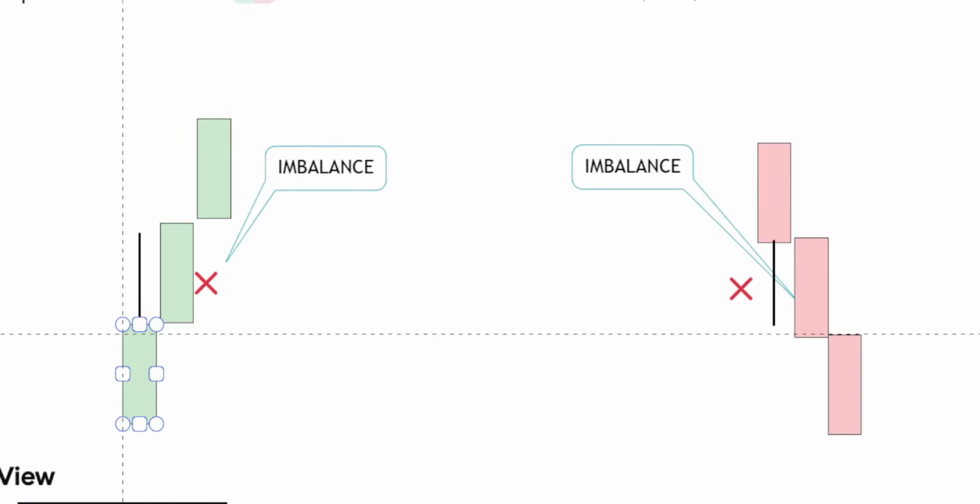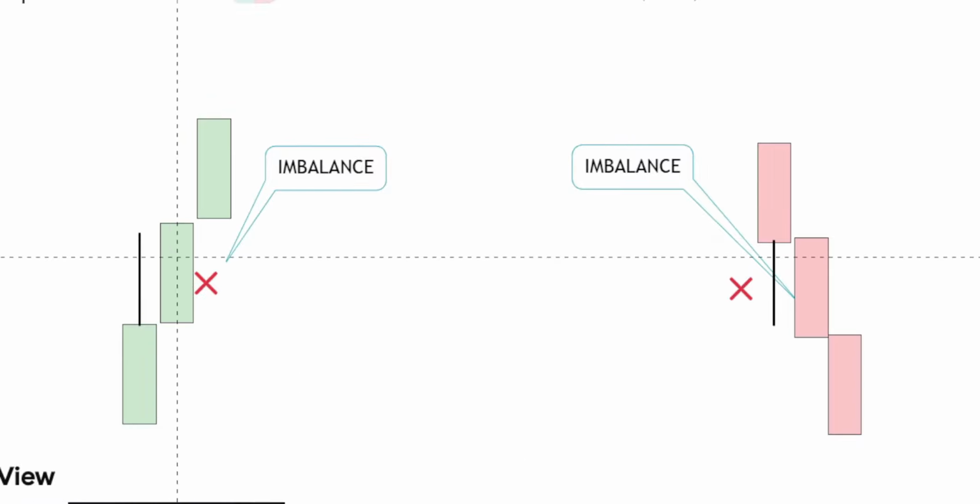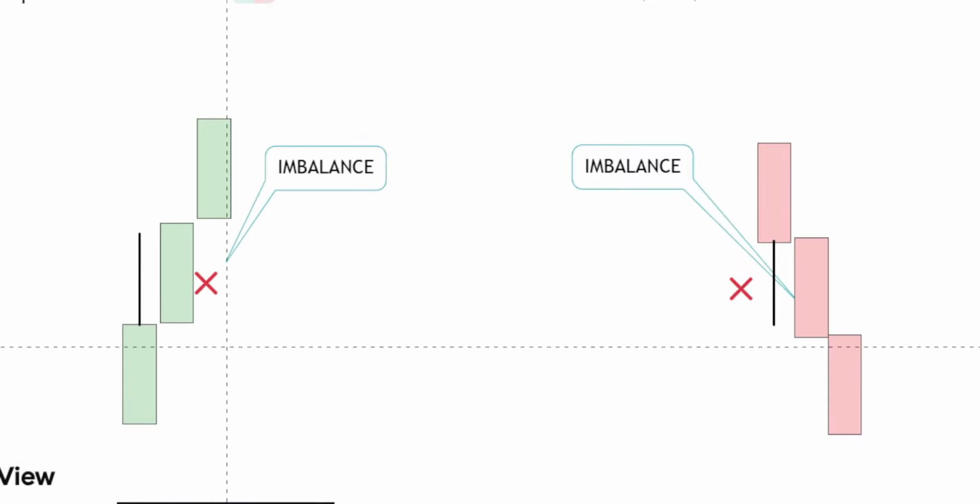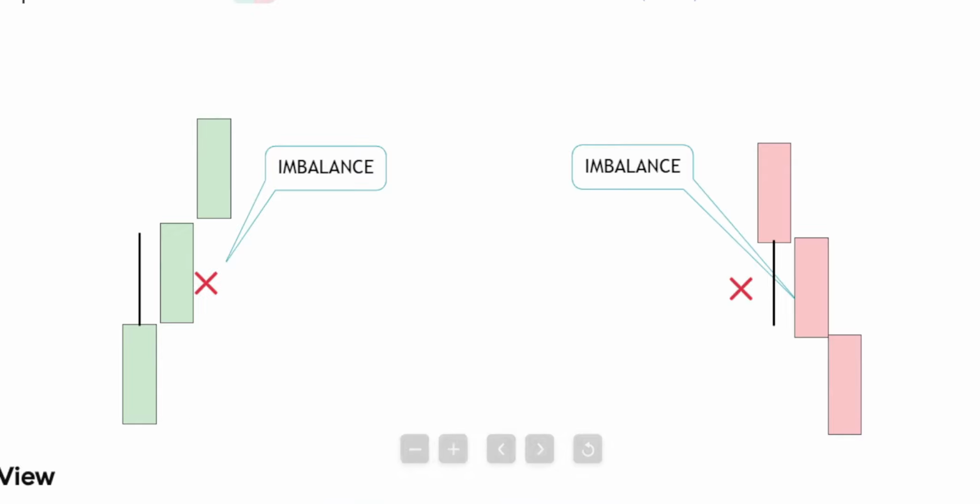If the previous candle covers this candle, then the imbalance is insufficient. There is no imbalance in theory. Same thing: if the next candle covers our present candle, the imbalance becomes invalid.